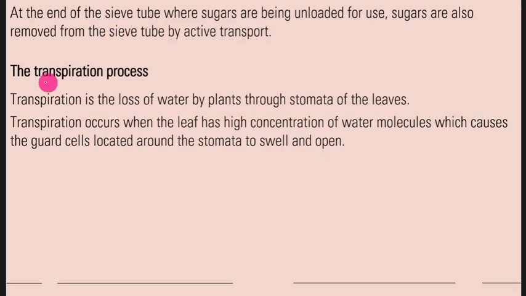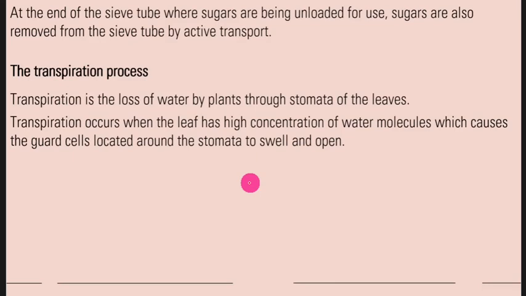Since we are talking about the transpiration process, we are now explaining how it occurs. The explanation is that the transpiration process occurs when the leaf has a high concentration of water molecules, which causes the guard cells located around the stomata to swell and open. There are some cells which are bean shaped that are found at the opening. You know, a leaf contains some small openings. Those small openings that a leaf contains are called stomata.